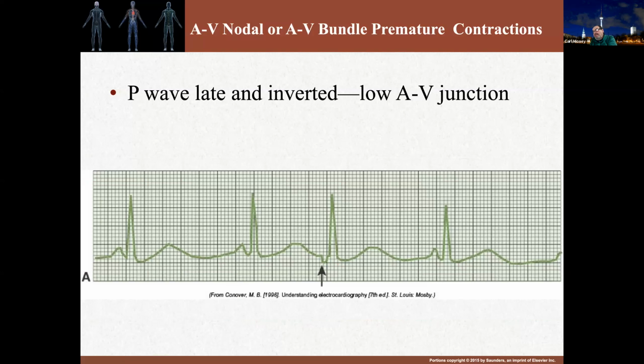And if you have it way down low in the AV junction, then you get a late P wave, which is inverted. Now, these first two beats are normal. This is now a junctional P wave. But notice the P wave is inverted because it's way down in the junction and it's going retrograde again.